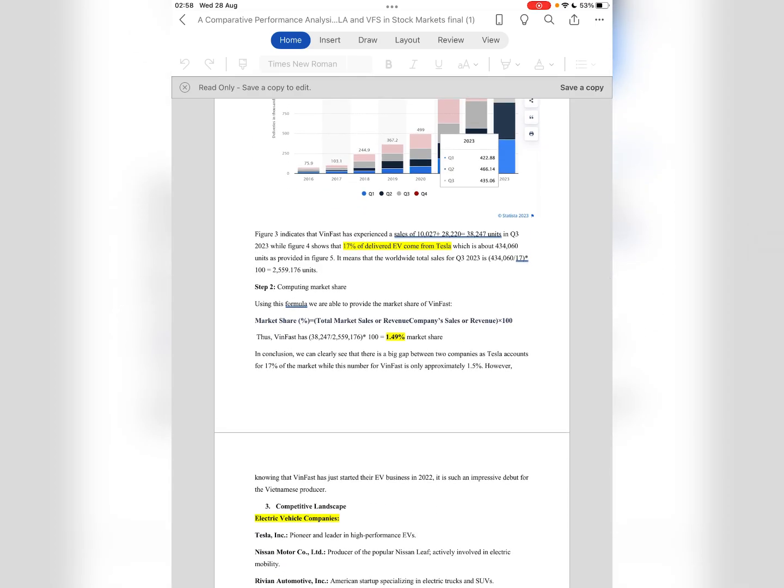So here in this specific project, I got a problem because I couldn't find where the data is available for the market share of VinFast. Therefore, I was calculating on my own using the companies that I have designed over here. So market share equals the company sales revenue divided by the total market sales or revenue, times 100.